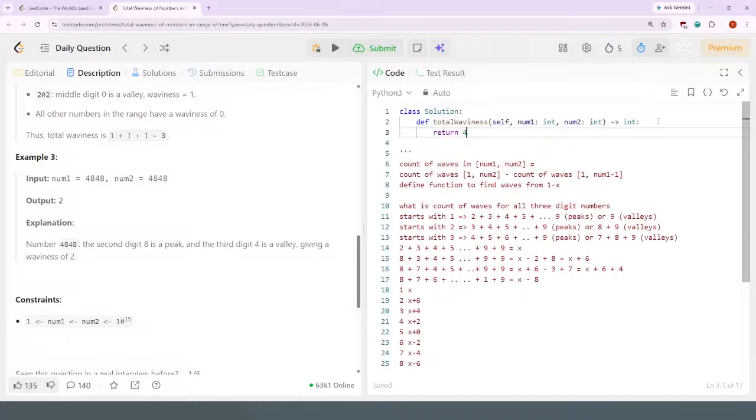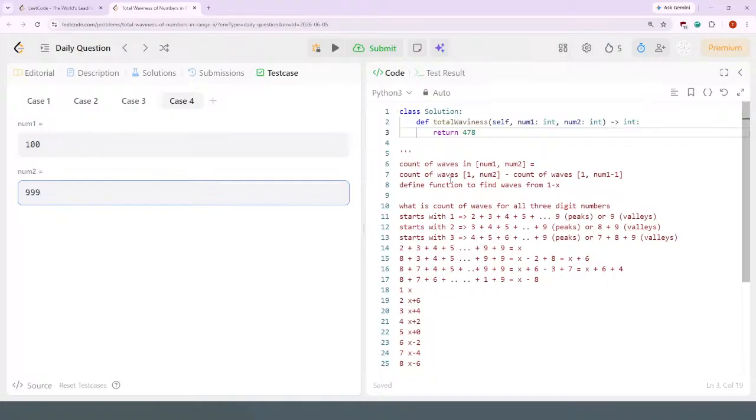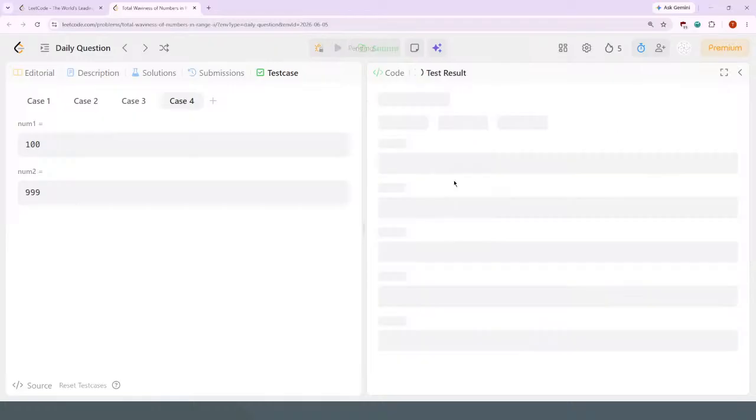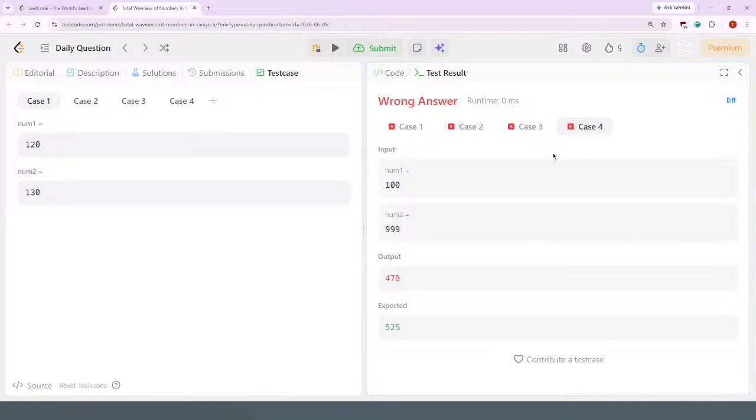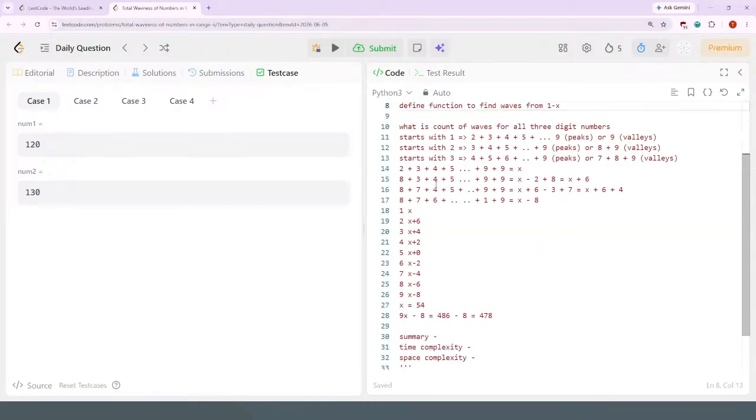So I think that is, if num1 is between like 100 and, so I'm thinking it's a 3-digit number, so 999. See if that's right. 525. Okay, I did something wrong in the calculation.